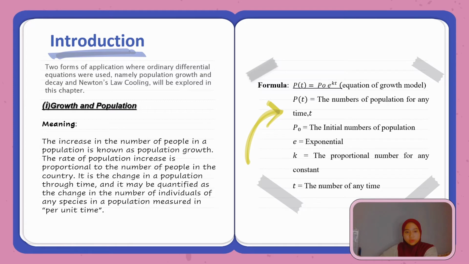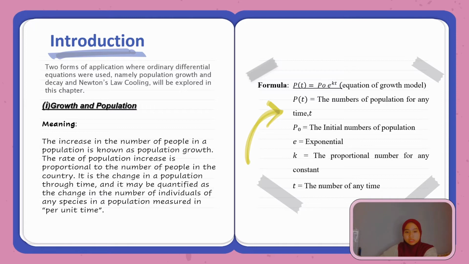Introduction. Two forms of application where ordinary differential equations were used, namely population growth and decay, and Newton's law of cooling, will be explored in this chapter. First, growth and population. The increase in the number of people in a population is known as population growth. The rate of population increase is proportional to the number of people in the country.